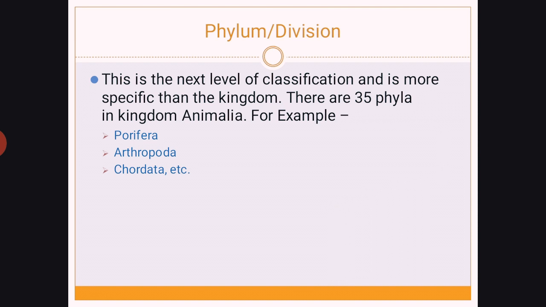In case of animals, this category is known as phylum, and division is applicable for plants. It is the second category and is more specific than kingdom. The kingdom Animalia contains 35 phyla like Porifera, Annelida, Arthropoda, Mollusca, Chordata, etc.